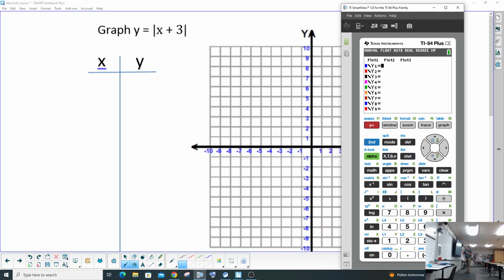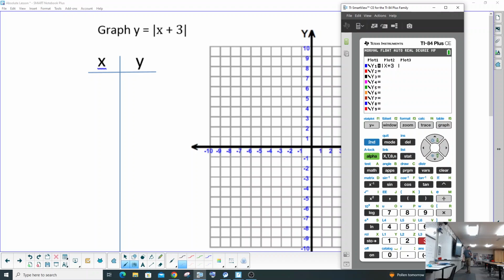So now we go to y equals, here we are, we're going to go to the math button and over to num. ABS stands for absolute value. So we hit enter, and there's our absolute value. And the x is right here below the mode button, and to the right of the alpha button. And then we'll type in plus 3.